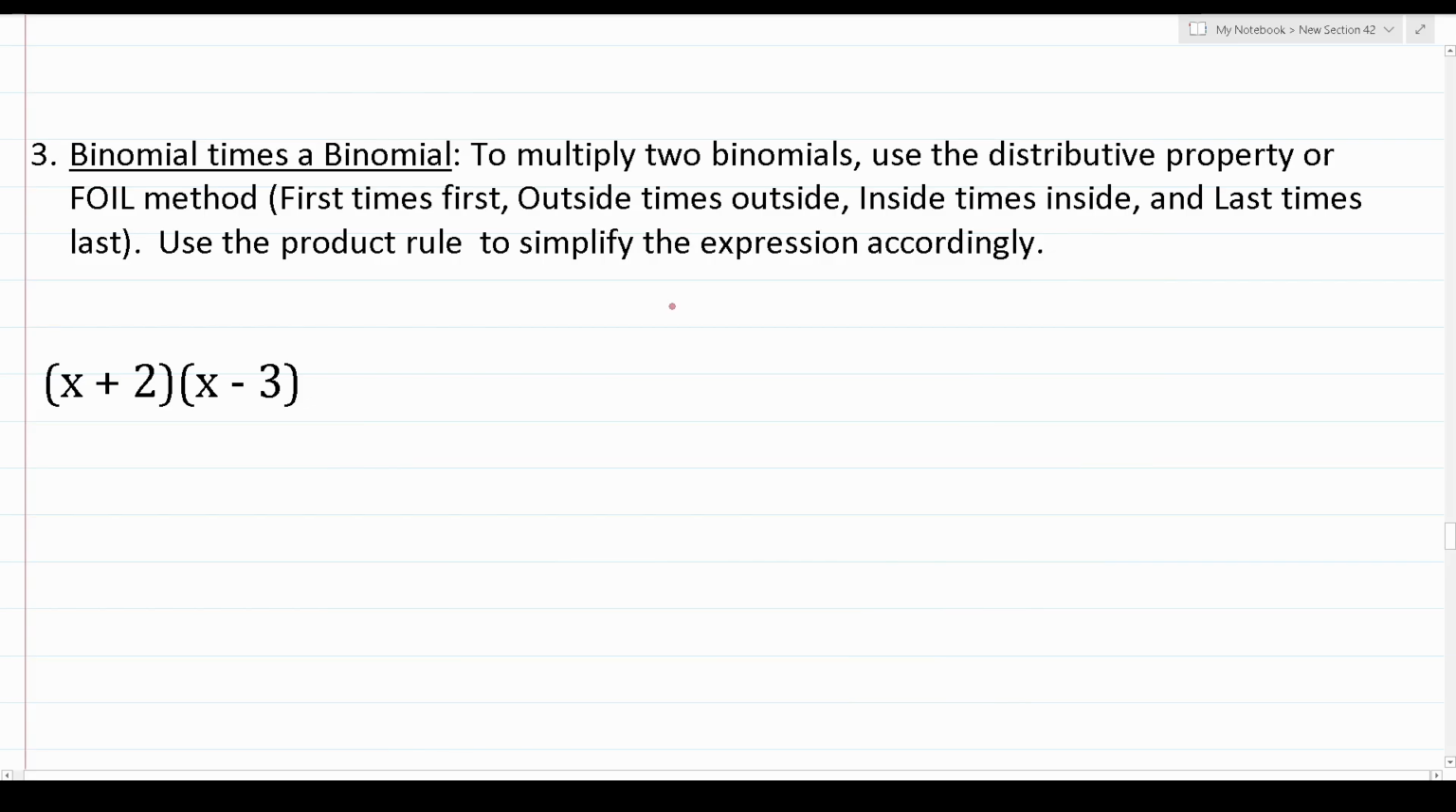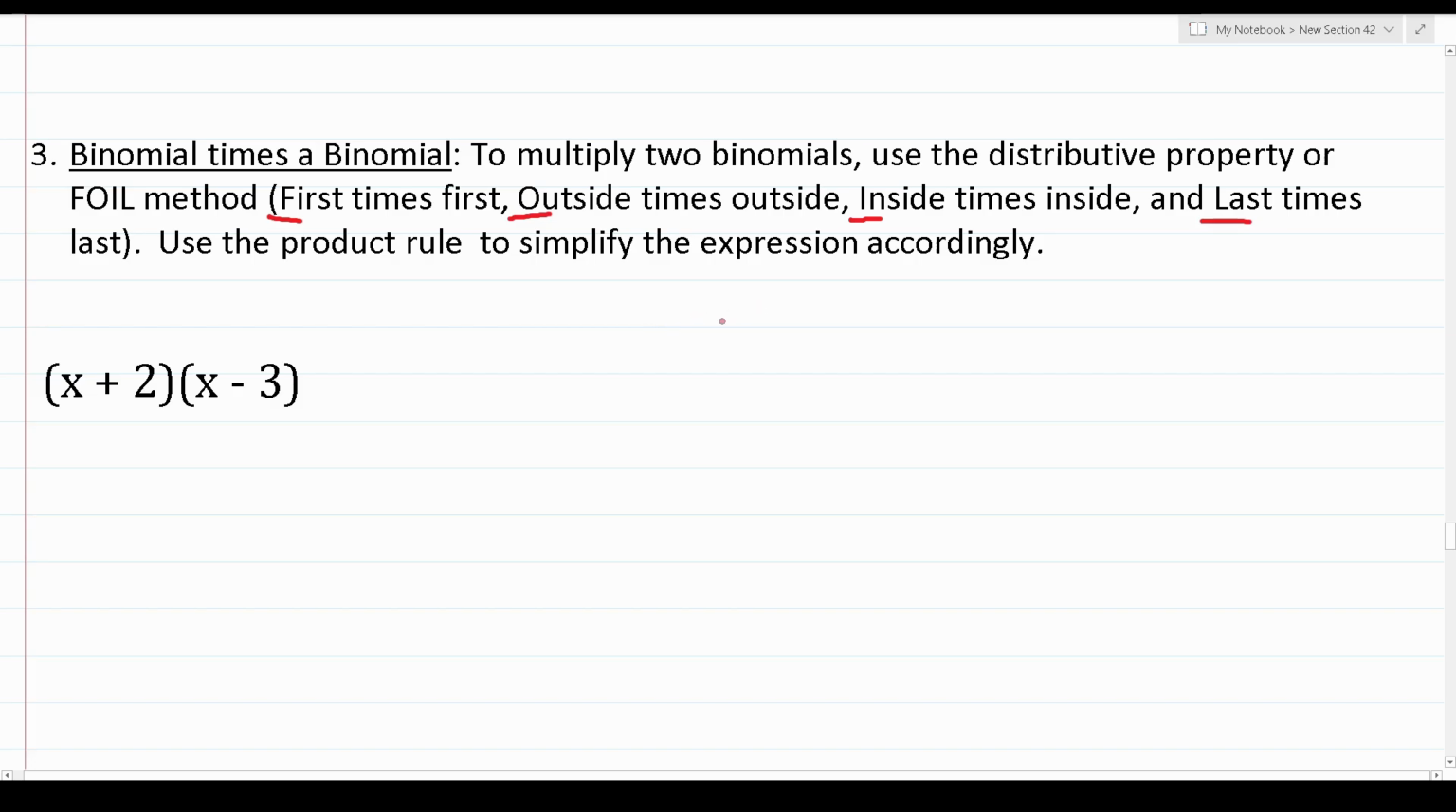All right, so in this example, we're going to be multiplying a binomial by a binomial, that is a two-term polynomial by a two-term polynomial. And if you like instructions, here they are. It says to multiply two binomials, use the distributive property or the FOIL method. And the FOIL method stands for first times first, outside times outside, inside times inside, and last times last. Once you do that, you're going to use the product rule to simplify the expression accordingly.